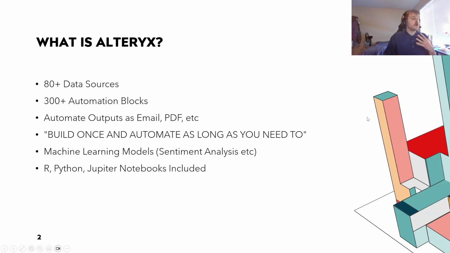Starting with Alteryx. Alteryx is a BI tool that allows 80 plus data sources, 300 plus automation blocks. It allows you to automate outputs as email, PDF, and etc. You can build once and automate as long as you need to. There's machine learning models such as sentiment analysis, and there's also access to R, Python, and Jupyter notebooks.